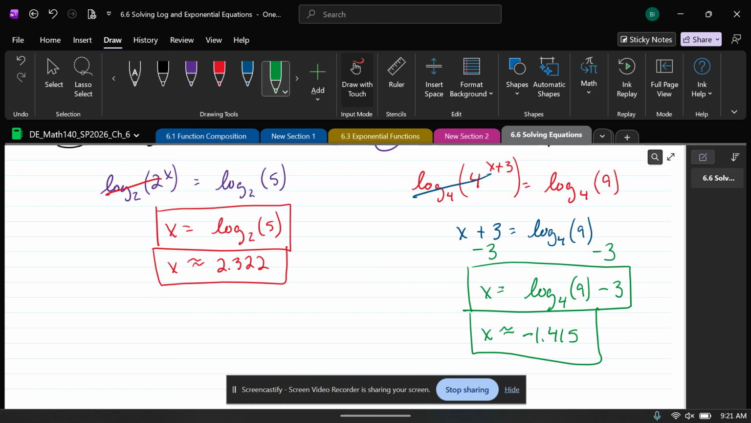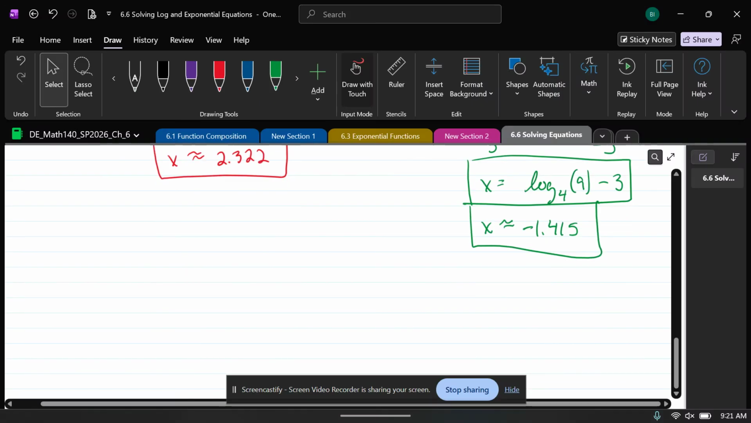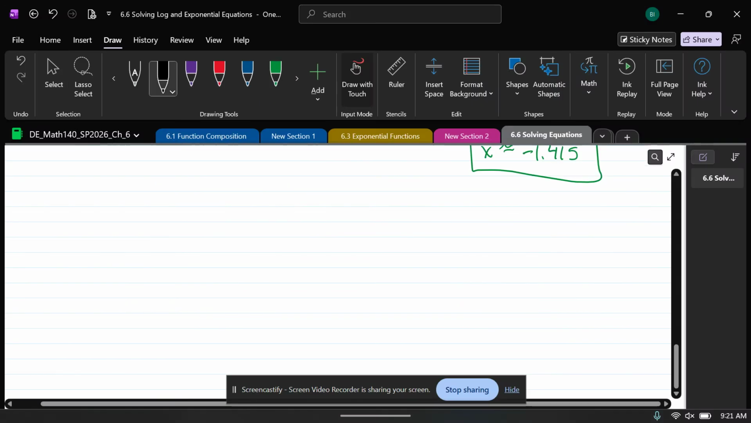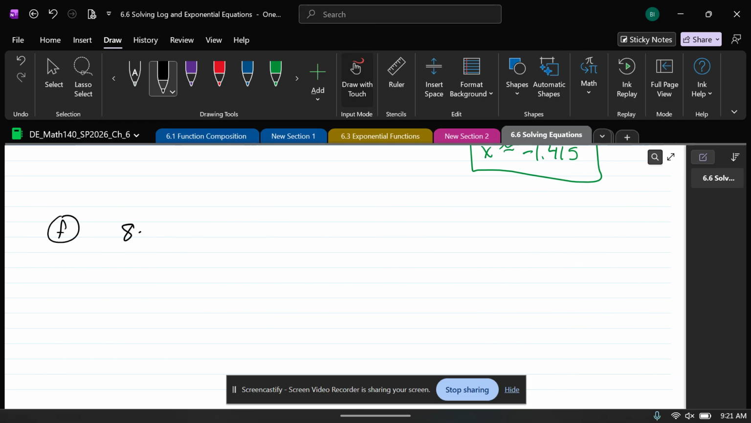We got time for one more. And then we'll have to finish up tomorrow, but that's not a big deal. Let's do 8 times 3 to the x minus 6 equals 5. All right, so here we have a little bit more on one side than just an exponential. We have 8 times an exponential is equal to a number.